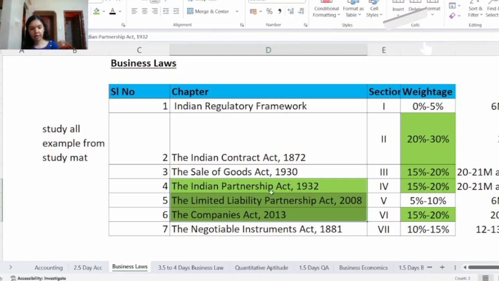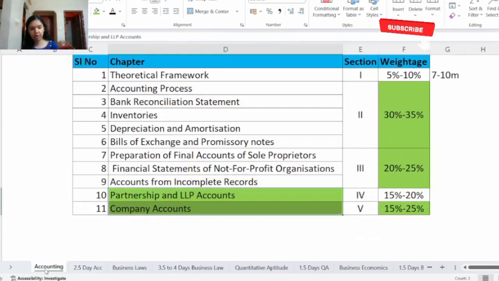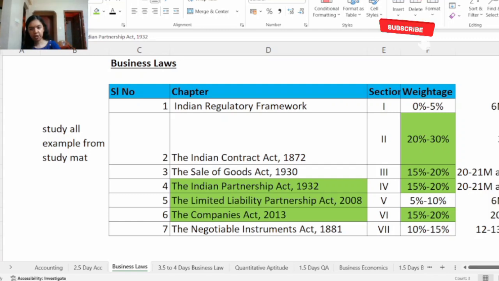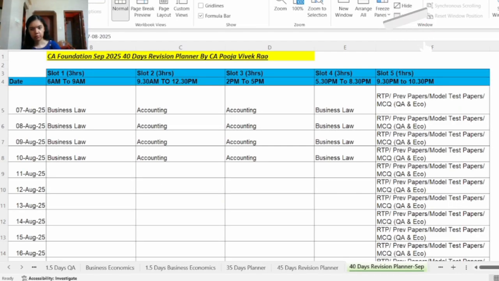So when you are studying these two subjects, you can try to keep these three chapters on the same day. So morning you can study the concepts of the Indian Partnership Act, and later on in the afternoon or evening, you can go to accounting and solve the questions relating to that. So that way it will be easier. Same way you can do for the Companies Act as well. So that is one advantage of keeping this business law and accounting subject together for study. So your study plan is actually divided into different parts. So now we are seeing the first part of the study plan. I will explain you as we go ahead.